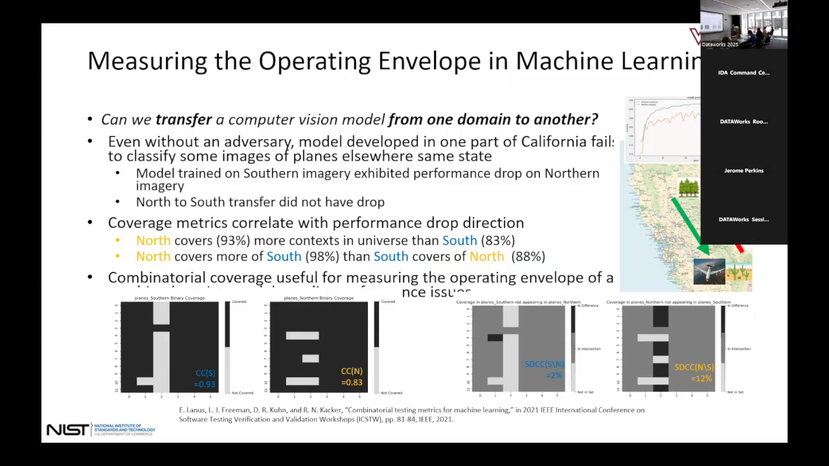And what did we find by looking at our coverage metrics? We found that the north covered more of the context of the universe than the south. It covered 93% instead of 83%, which is what the south covered. We also found that the north covered more of the south. It covered 98% of the contexts, or the T-way interactions, that were in the south, while the south only covered 88% of those in the north. I should also note that the south data had twice as many samples as the north data. So the north had better coverage even with half the data. We could conclude that these kinds of measures might be quite useful for measuring the operating envelope of a model.